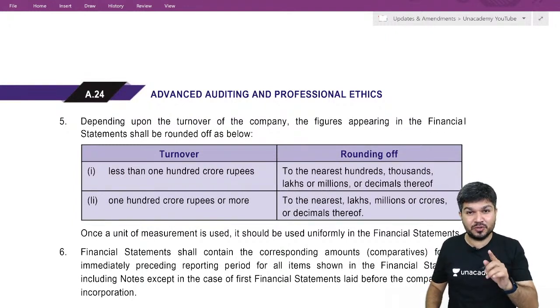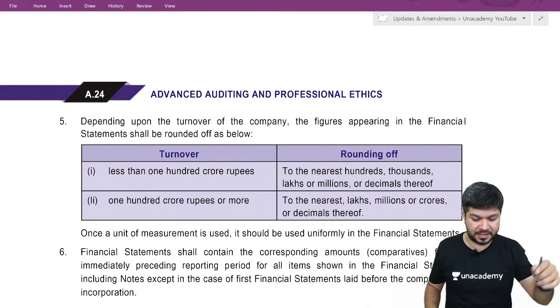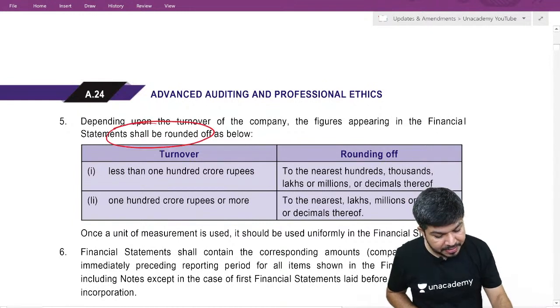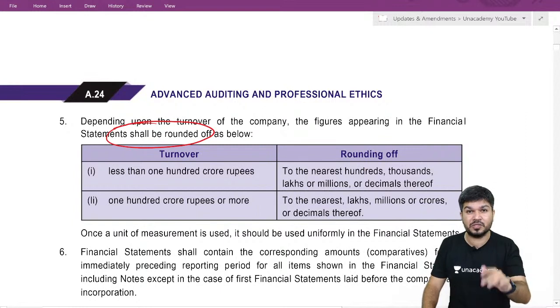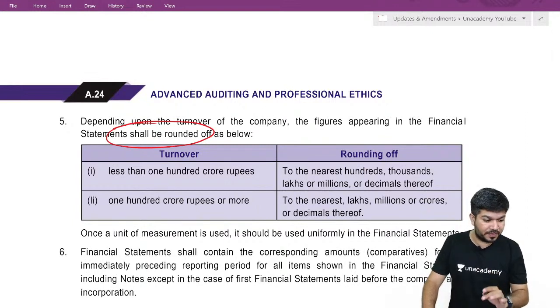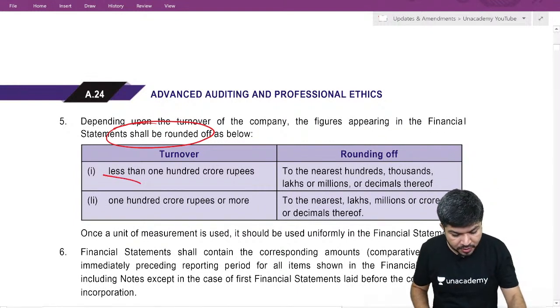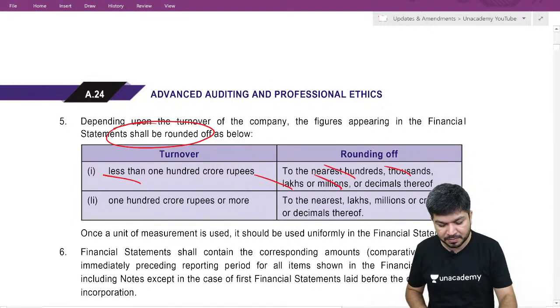I repeat, in Division 2 it's mandatory to round off. In Division 1 it's not mandatory. Depending on turnover, the figures shall be rounded off. So can I show full figures? Answer is no. There's a question on this. Answer is no. There has to be a mandatory rounding off. If your turnover is less than 100 crores, it should be to the nearest hundreds, thousands, lakhs, or millions.